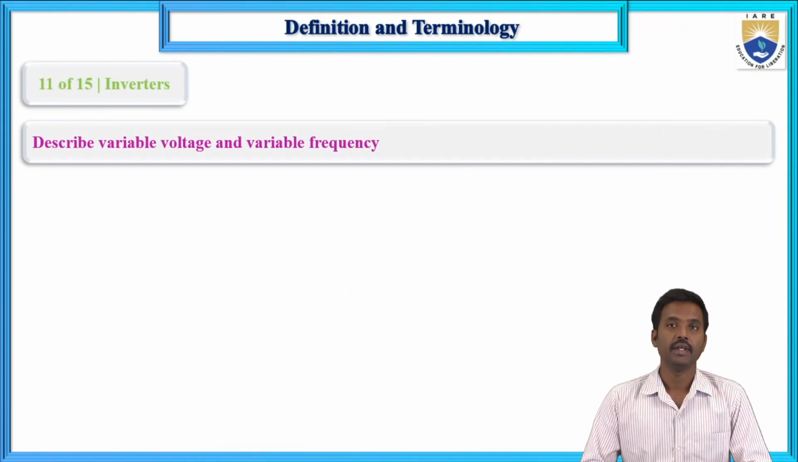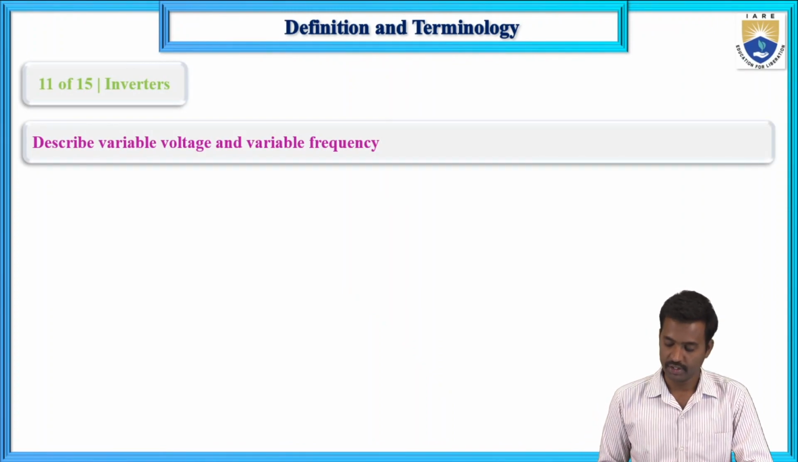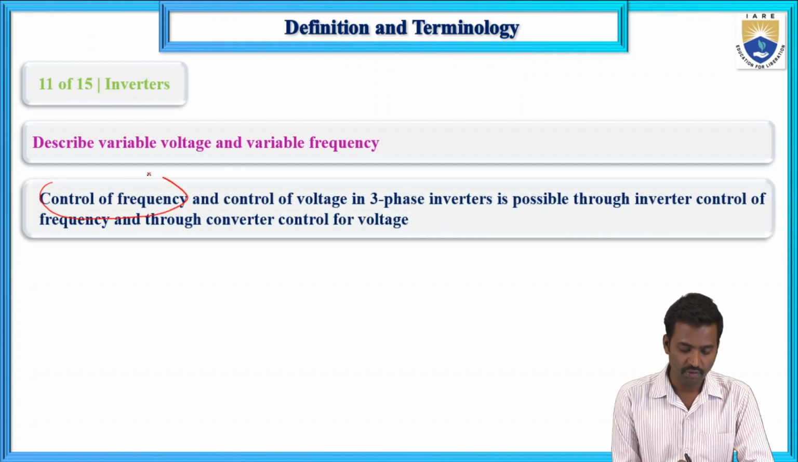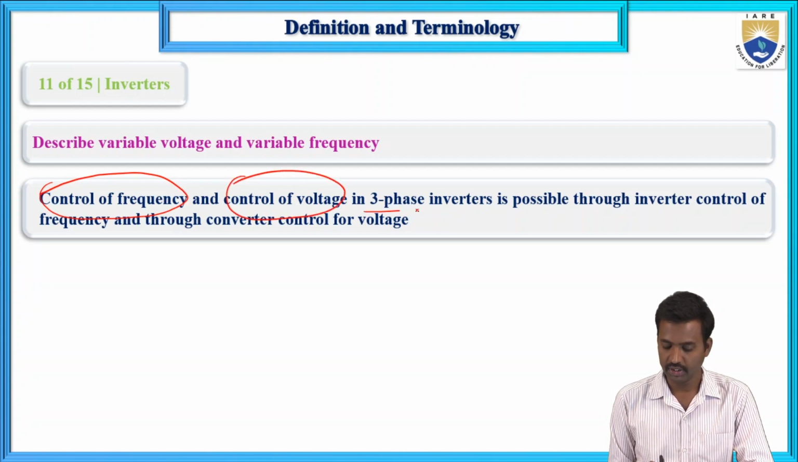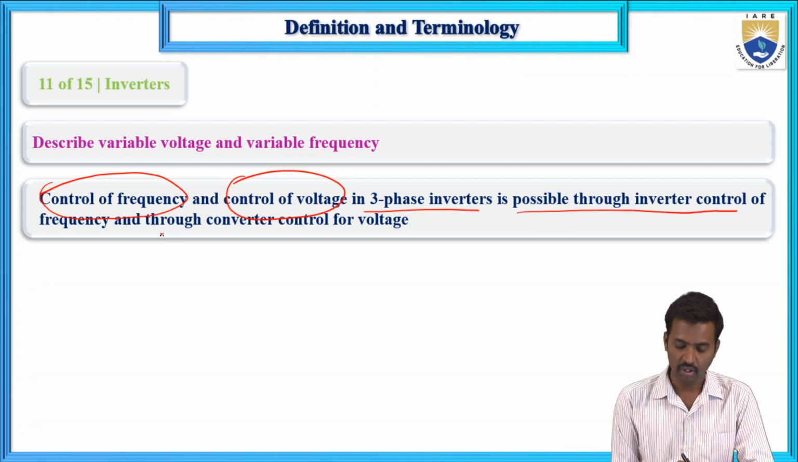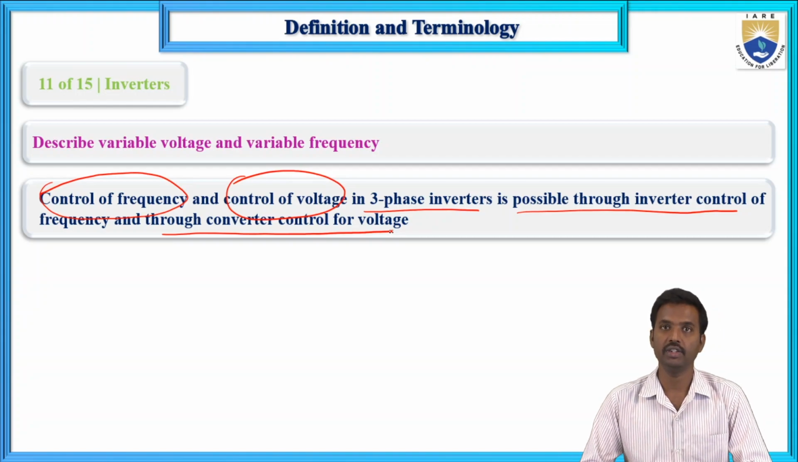Next, describe variable voltage and variable frequency. In a three-phase inverter, control of frequency and control of voltage are possible through inverter control of frequency and through control of voltage only.